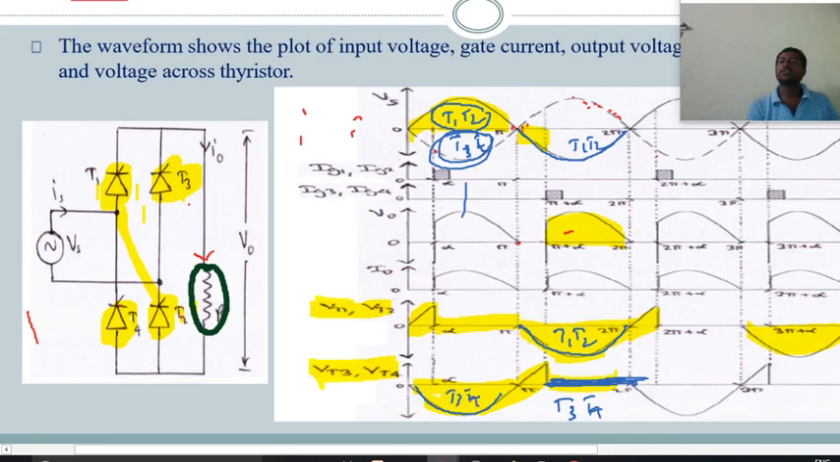When T3 and T4 are turned on, negative voltage will be applied across T1 and T2. So this is exactly opposite: T1 and T2 are opposite to T3 and T4. If T1 and T2 are in conduction mode, T3 and T4 will be in reverse biased mode. So simply you can conclude that when T1 and T2 are forward biased, T3 and T4 will be reverse biased.